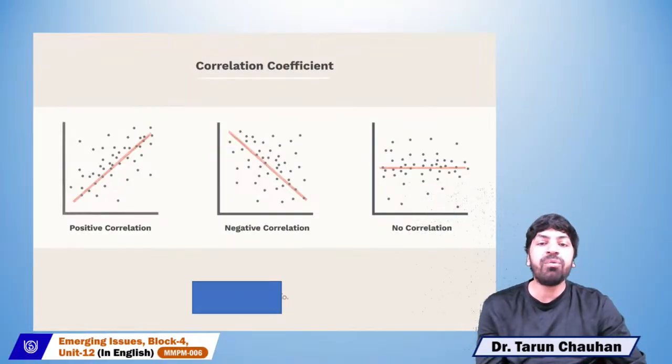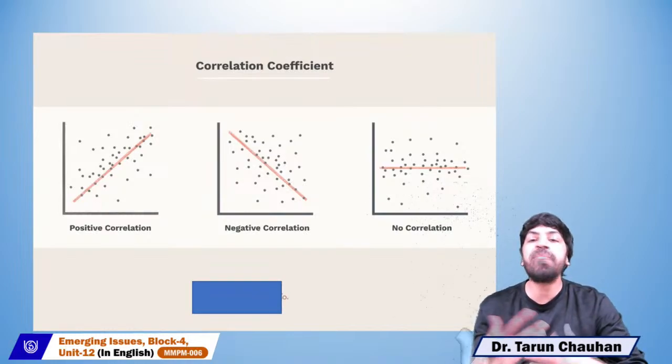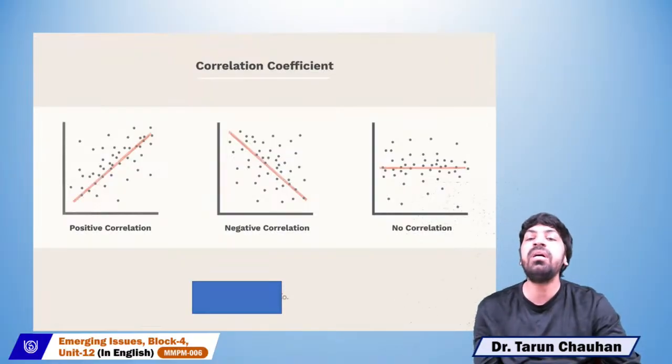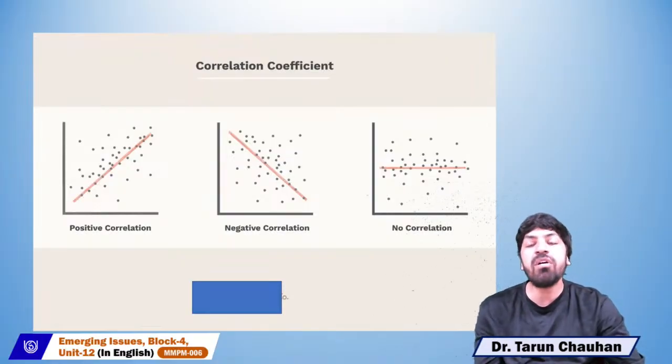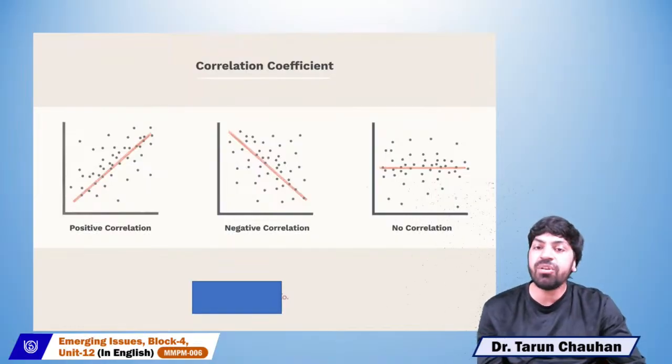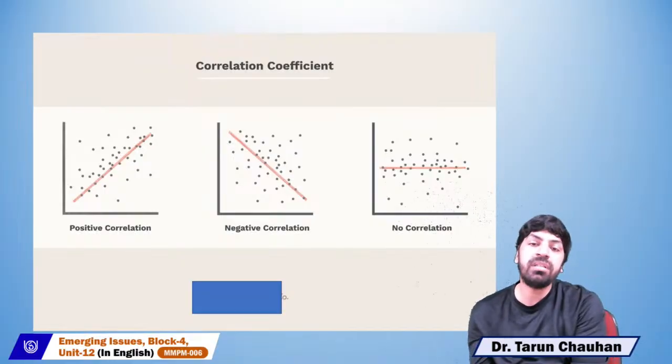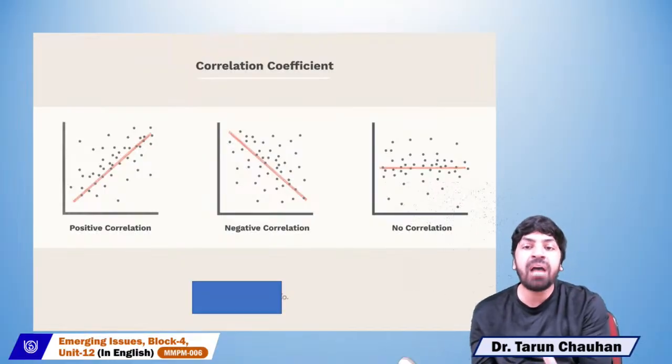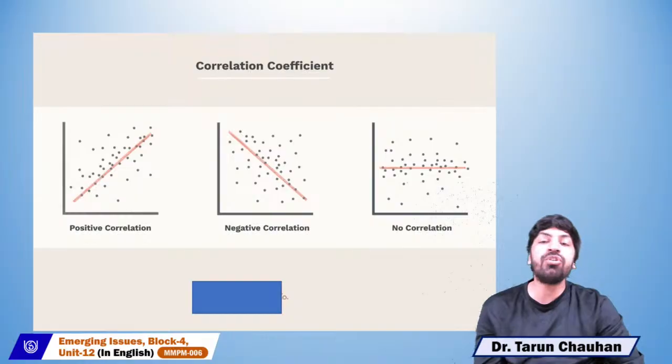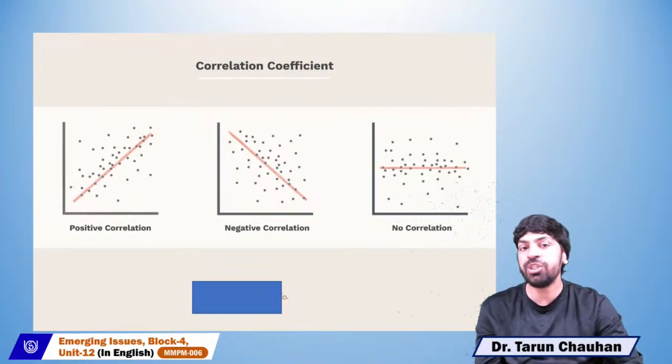When we talk about no correlation, the dots are undefined in their pattern. It could be related to a horizontal line, as shown on the screen. Any dots which go along a horizontal path ultimately show that there is no correlation between the variables.